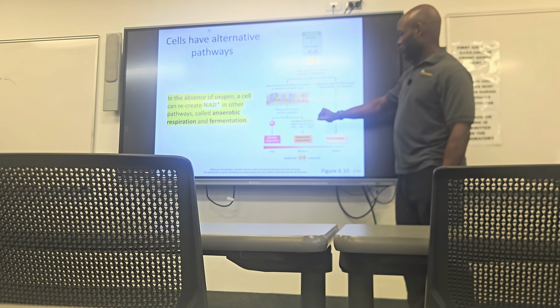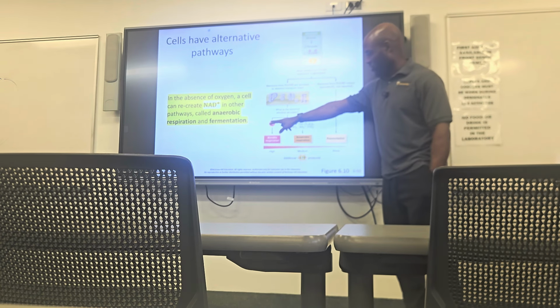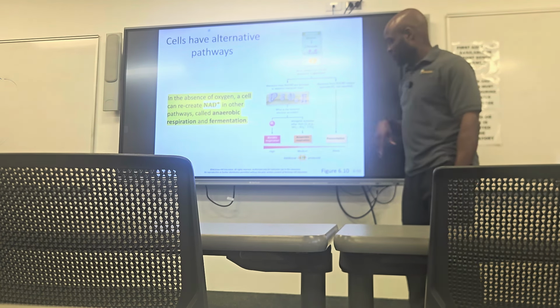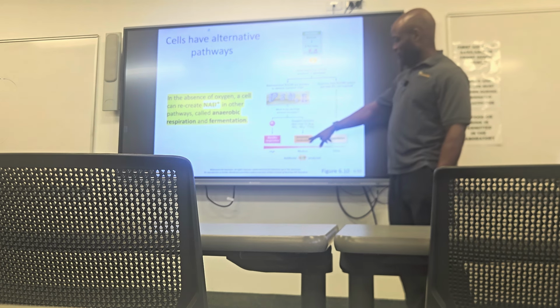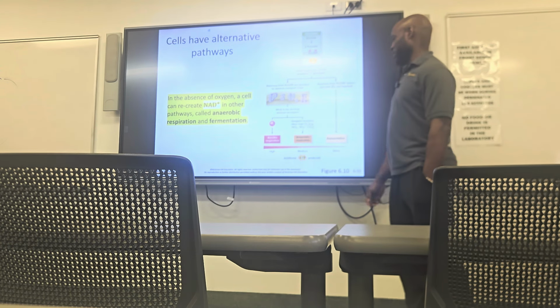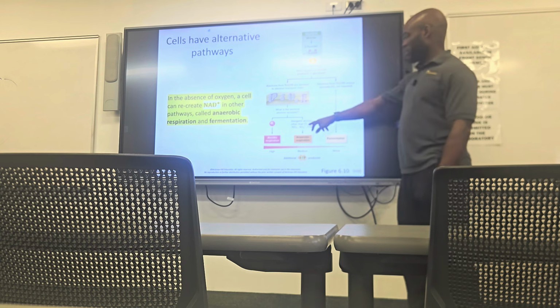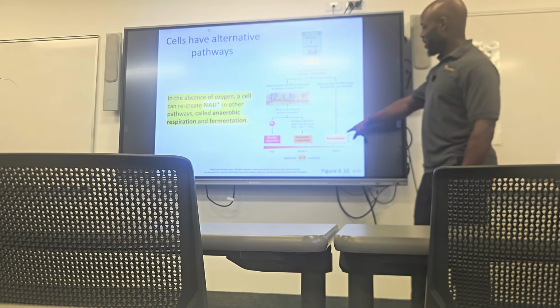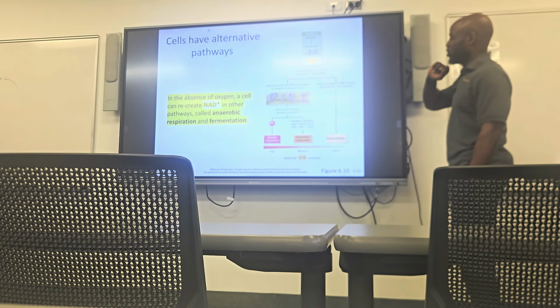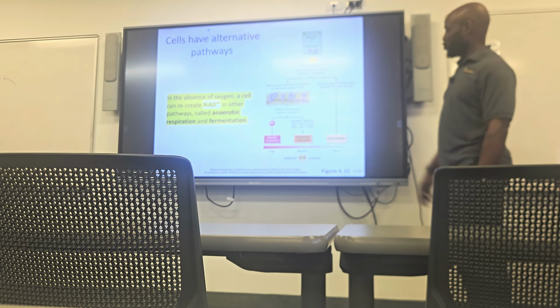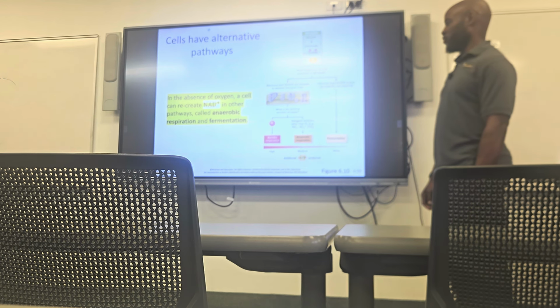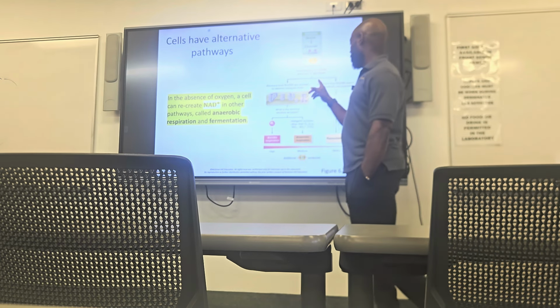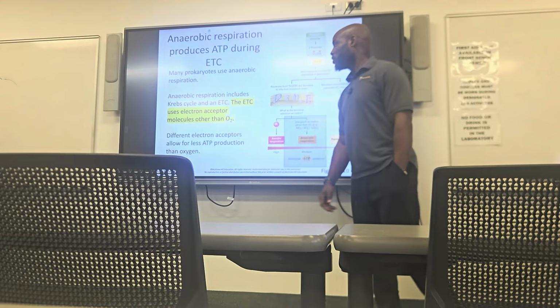What is a terminal electron acceptor? In aerobic respiration, a terminal electron acceptor is oxygen. In anaerobic respiration, you have an inorganic acceptor other than oxygen that can accept some of the electrons. In fermentation, electrons from the NADH reduce pyruvate and O2 is not required, right? So for fermentation, you don't need oxygen at all.